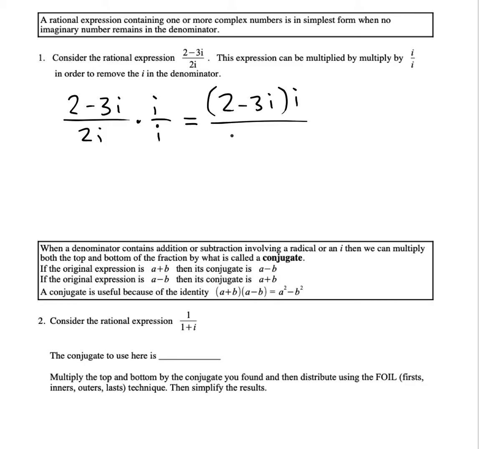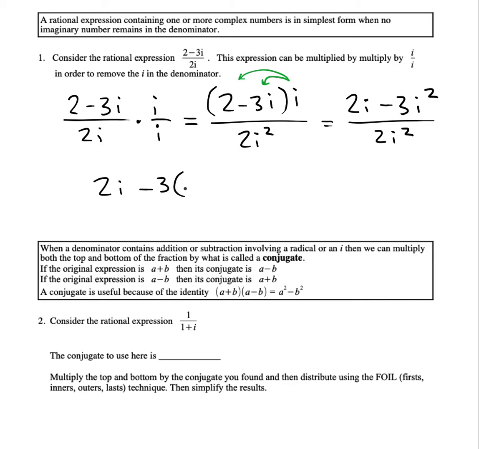So, got to make sure to distribute that i to both terms in the numerator. And in our denominator, we'll have 2i squared. So this is going to give us 2i minus 3i squared over 2i squared. And we know that i squared can be replaced with a -1. So we'll have this.